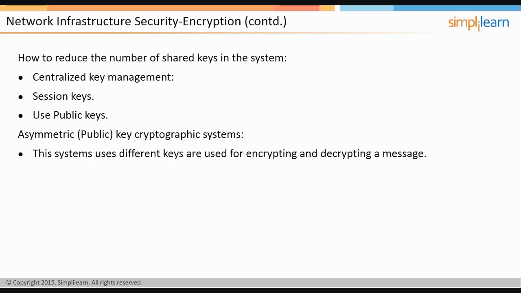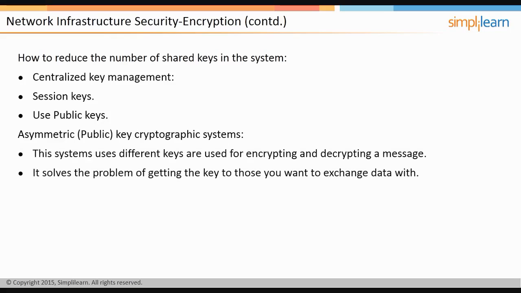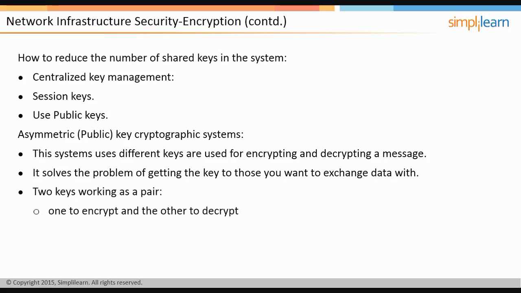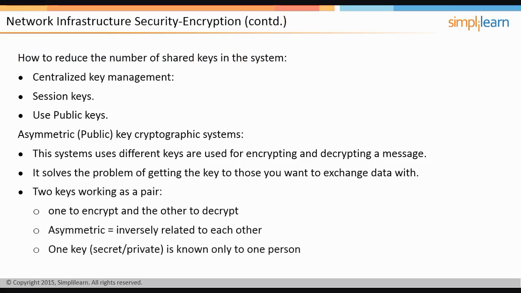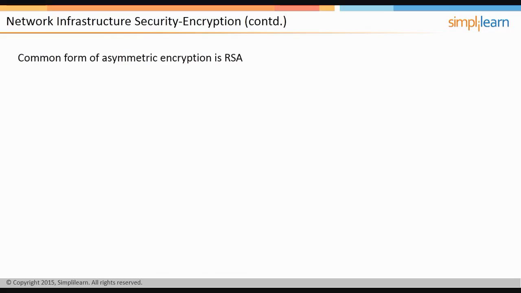This system uses different keys for encrypting and decrypting a message. It solves the problem of getting the key to those you want to exchange data with. It involves two keys working as a pair, one to encrypt and the other to decrypt. Asymmetric equals inversely related to each other. One key, secret or private, is known only to one person. The other key, public, is known to many people. A common form of asymmetric encryption is RSA.